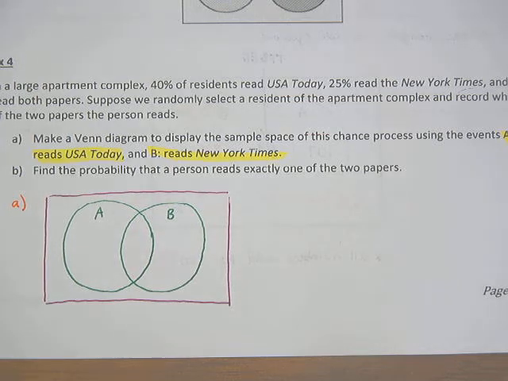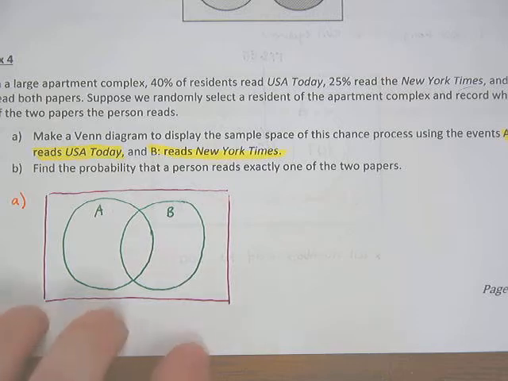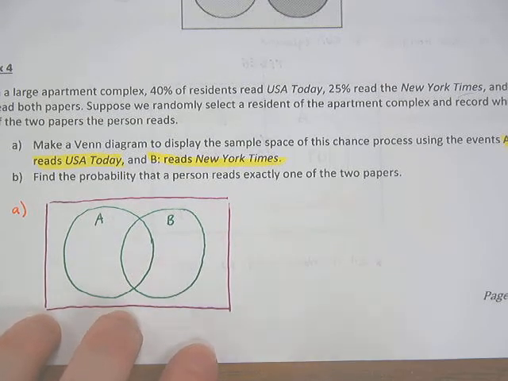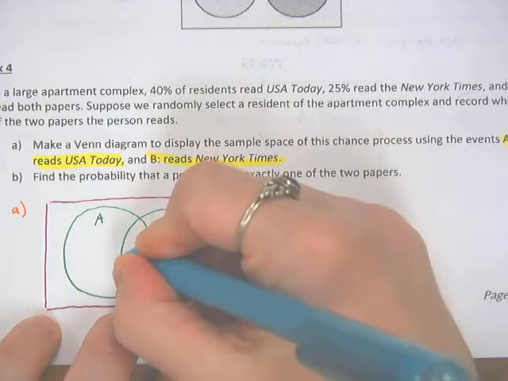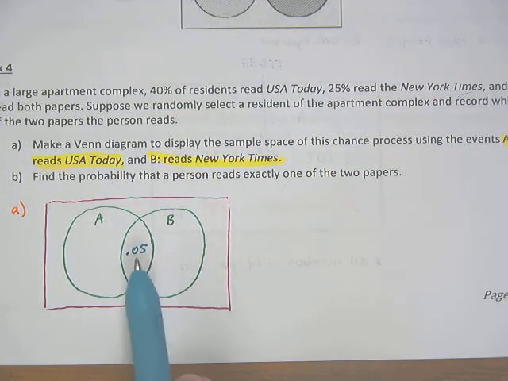Again, I like to always start in the intersection part, the overlapping region, and if you read up there, it says that 5% of the people read both. Typically, what you'll do is you'll take your percentages and you'll switch them to decimals. It doesn't say to do that. But I don't want to put 5 in there because I don't want you to think that maybe 5 people read it. It's 5%, so 0.05.